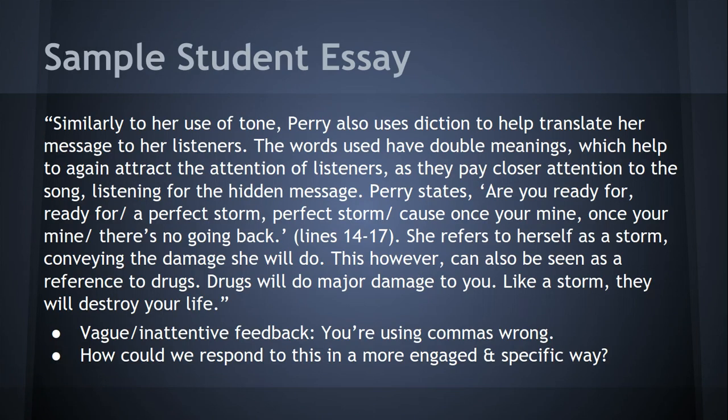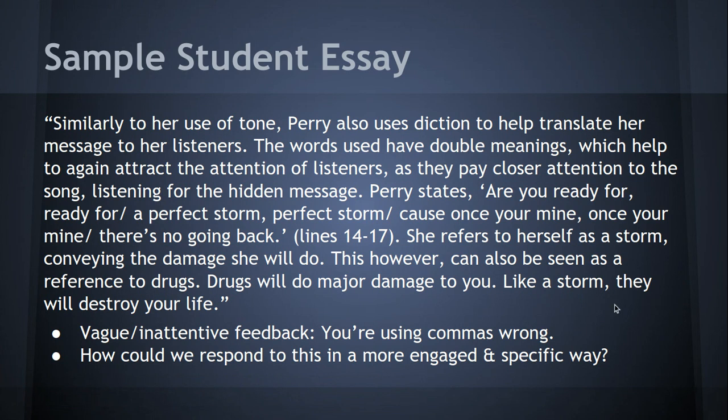So for example, this is another excerpt from a student essay. And this is also from, it looks like, a rhetorical analysis essay. So depending on which class you're in, you may or may not be writing a rhetorical analysis essay, but what's happening in this paragraph is that they're analyzing how the author uses rhetoric. So if I read this over and I was giving some vague, inattentive feedback, I might say, oh, you're using commas wrong, because that's an easy thing to spot. And I can just say, okay, look, I read over this, boom, there's a comma that's misused. That's what I can say.